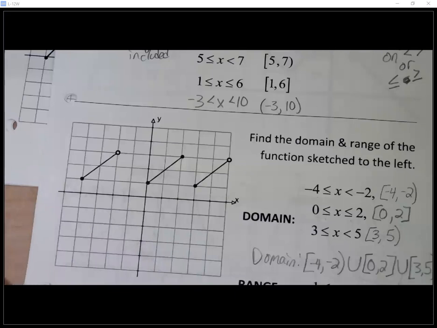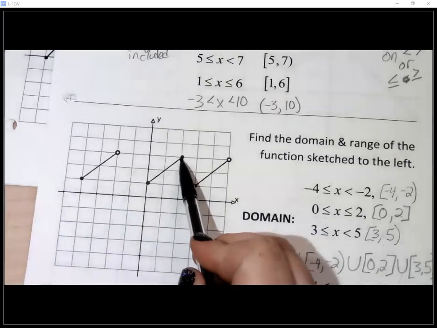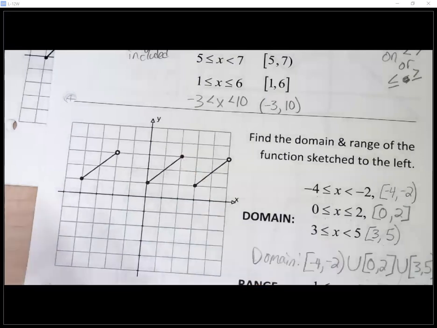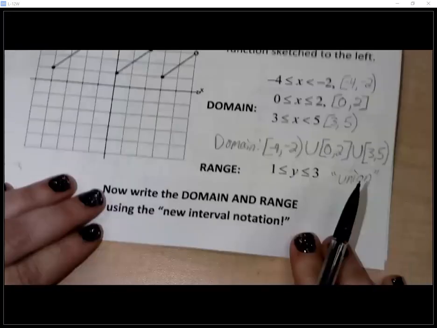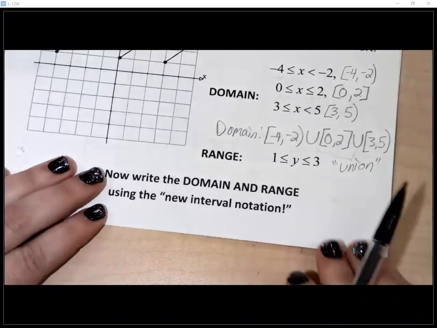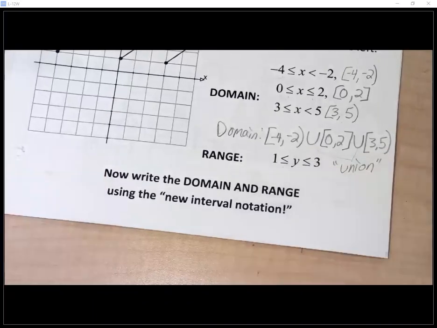Yes. If there's any point on the graph, it doesn't matter. All I need is 1. So I do have a closed dot at 3. If that had also been open, I wouldn't have included 3. I would have just gone up to it. But since I do have at least 1 solid point there, it goes all the way up to 3. So if you take a look at how they have the range set up, there it is between 1 and 3. So go ahead and rewrite that using that interval notation.